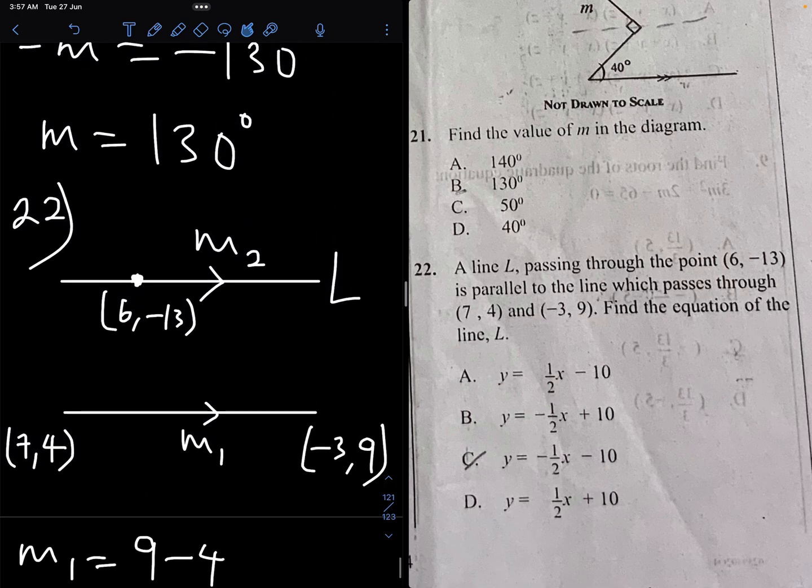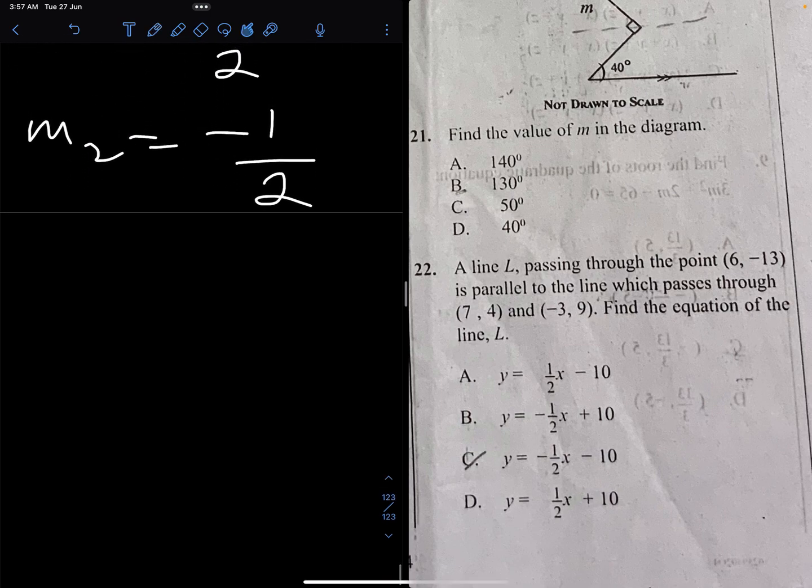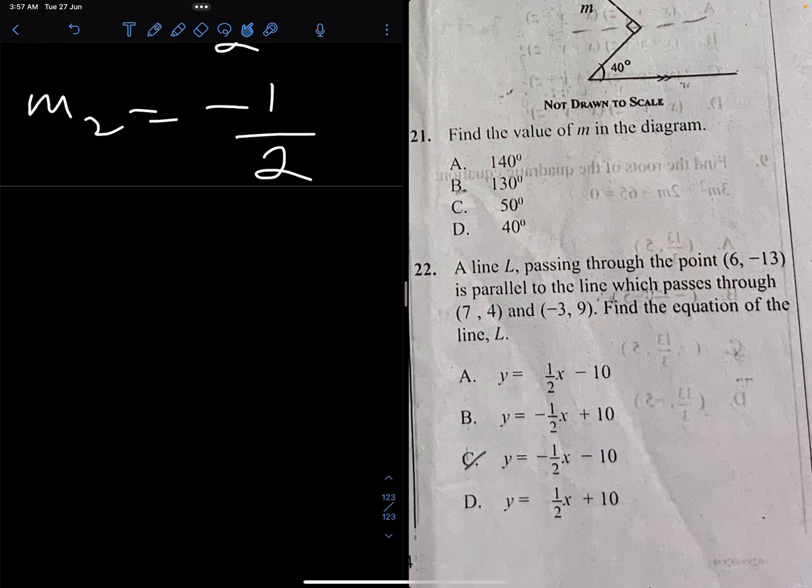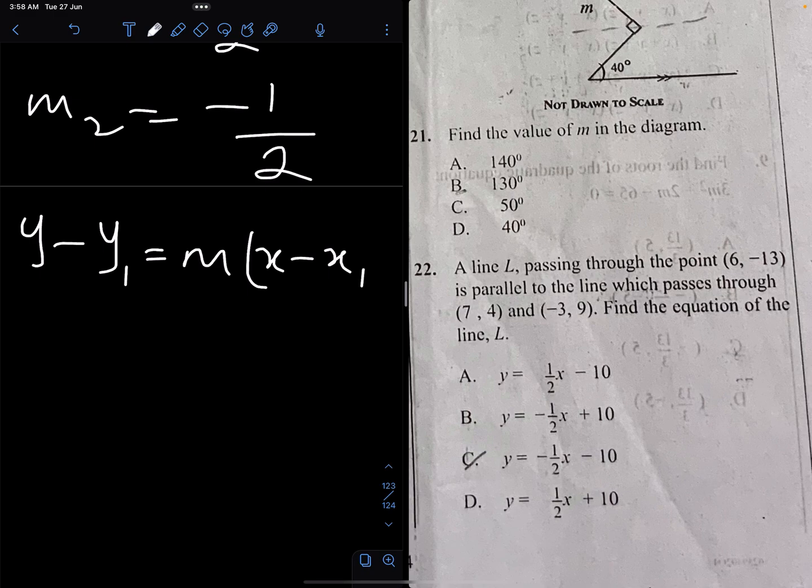Now, how do we find the equation of the line L? We are going to use the formula for finding the equation of a line which passes through 1 point. The line L passes through the point 6, minus 13. So the equation of the line L is given by y minus y1 equals m into x minus x1. That's the formula for finding the equation of a line which passes through 1 point.